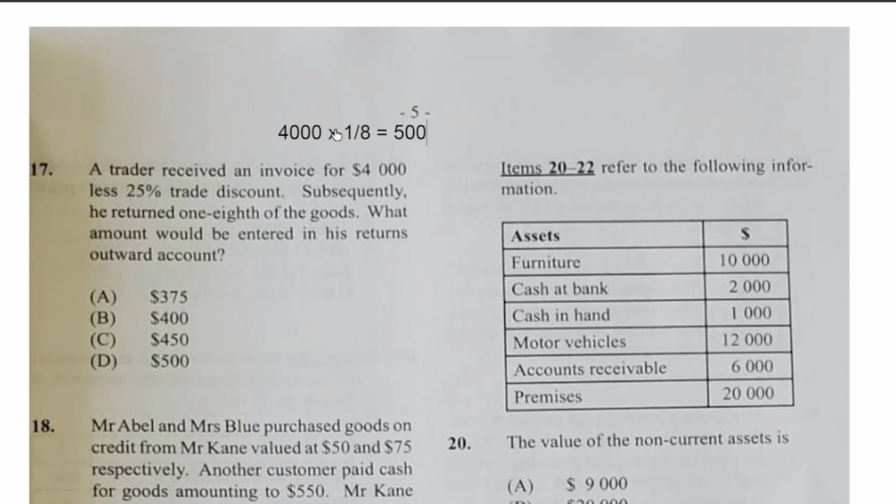Question 17. A trader received an invoice for $4,000 less 25% trade discount. Subsequently, he returned 1/8 of the goods. What amount would be entered in his returns outward account? So this is the list price, and we have a 25% trade discount or bulk discount. The person then returned 1/8 of the goods.